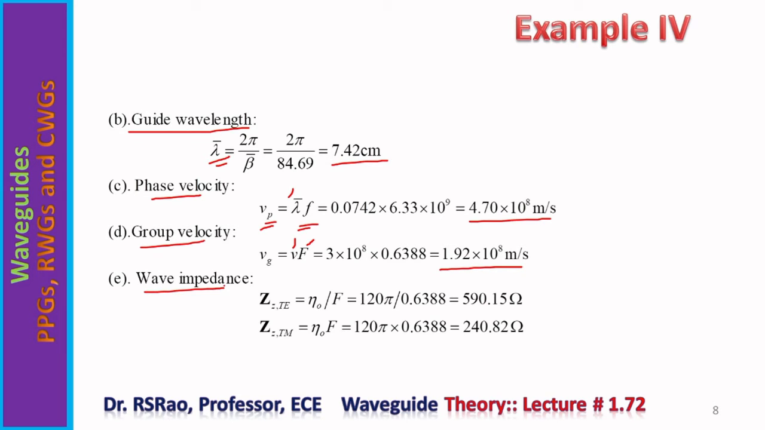Wave impedance: the transverse nature of the wave is not given, so wave impedance depends upon the transverse nature. For TE, it can be found from eta naught by F as 590.15 ohms. For TM, it is eta naught F, which comes out 240.82 ohms.